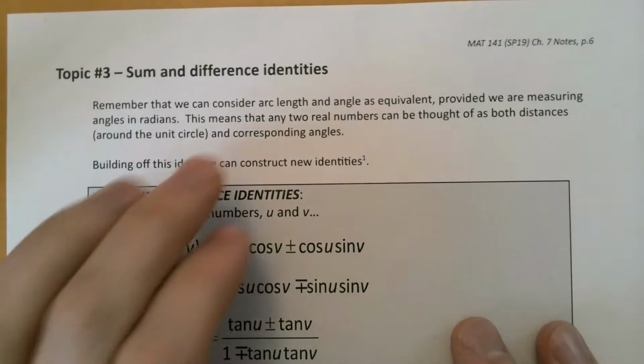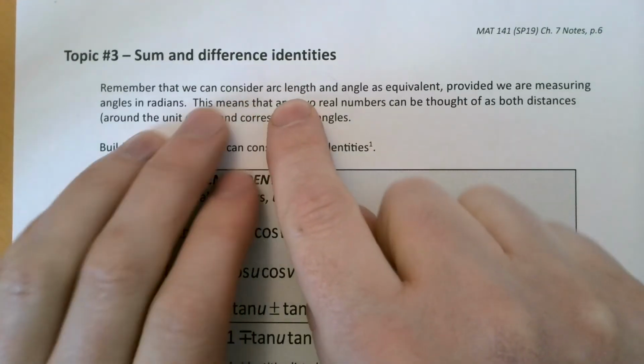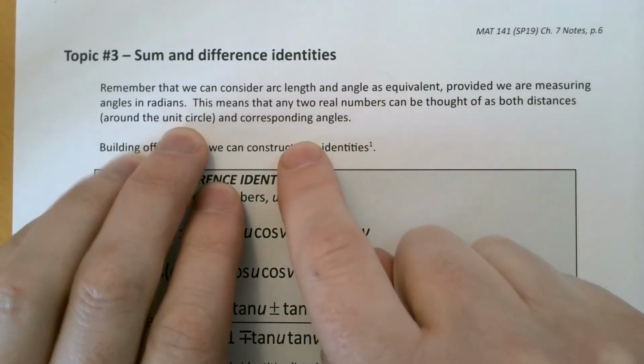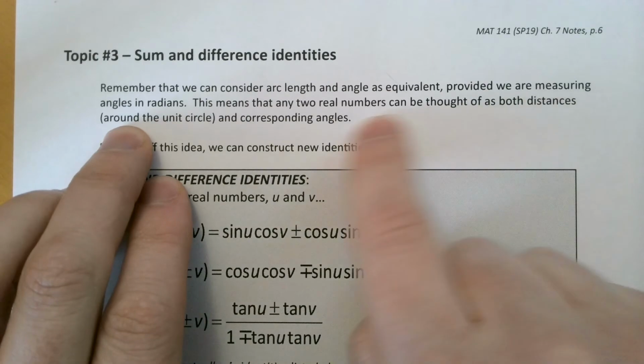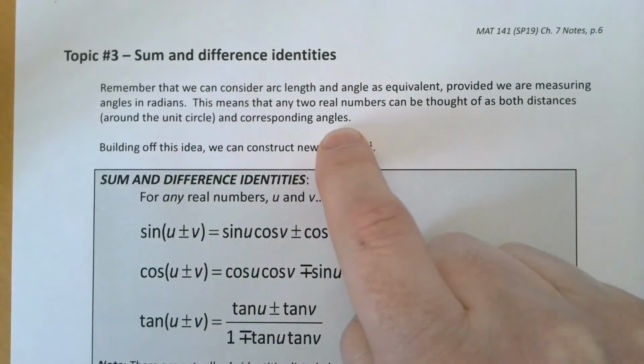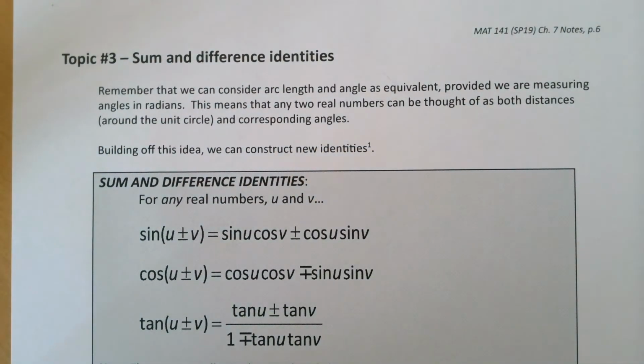So remember that we can consider arc length and angle as equivalent. So provided we are measuring angles in radians, this means that any two real numbers can be thought of as both distances around the circle or angles. So with that idea, we can construct these new identities.